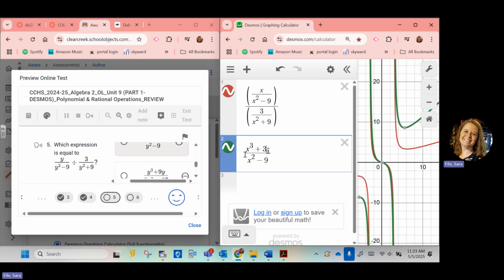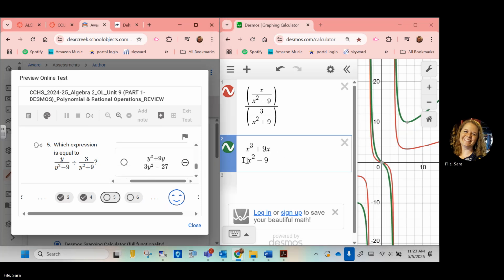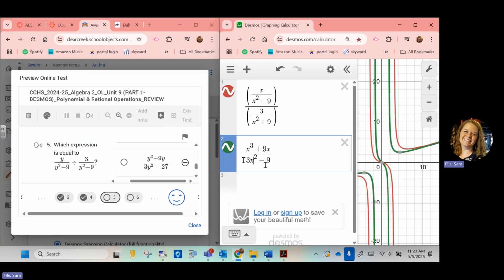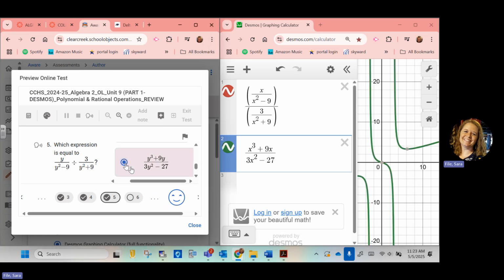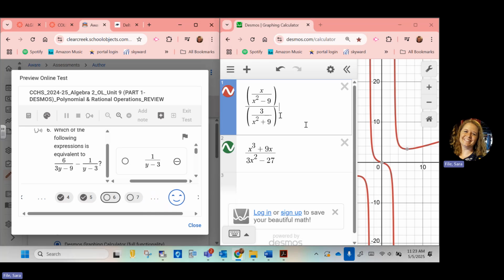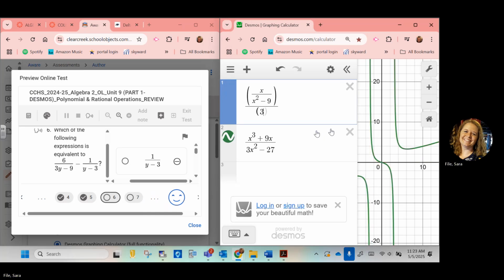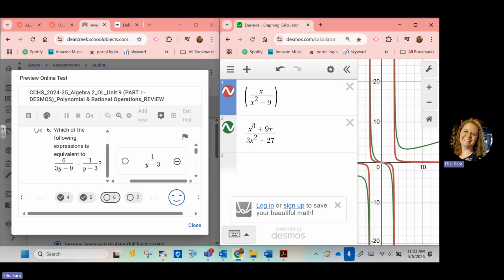X cubed plus 9x over 3x squared minus 27. And now you can see those are the exact same graph. Okay, so that's the one there. Okay, so that's half of the review already done in like 5 minutes or however long this video has been. It's not very long. Okay, which of the following expressions is equivalent to this? Now this one's a subtraction, so we do this one just like we did the addition ones before.